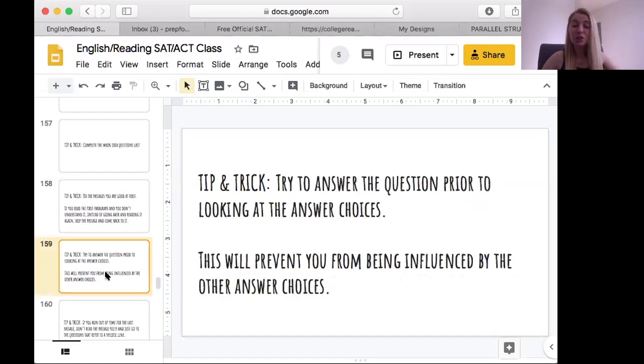Now, as you're doing the questions on the exam, try and answer it in your head prior to actually looking at the answer choices. The reason why that's good is because if you come up with a preconceived notion of what you think the answer will be, and then you look down and that answer is there, then it's more likely that that's actually going to be the correct answer.